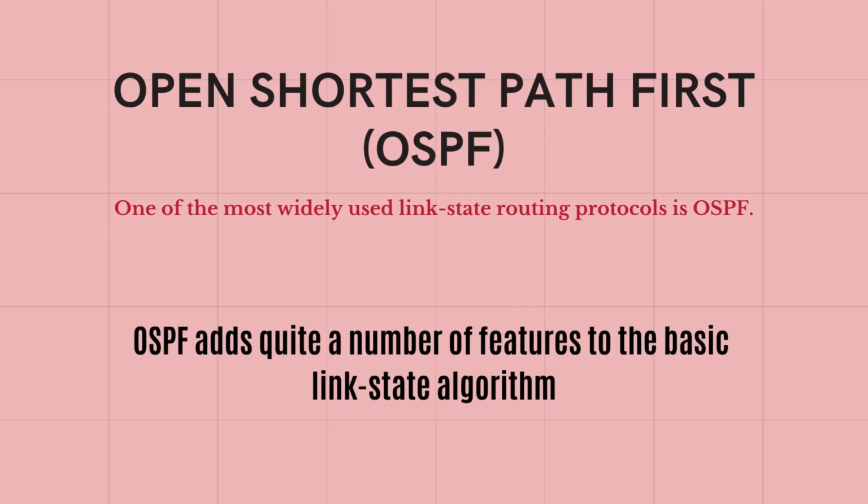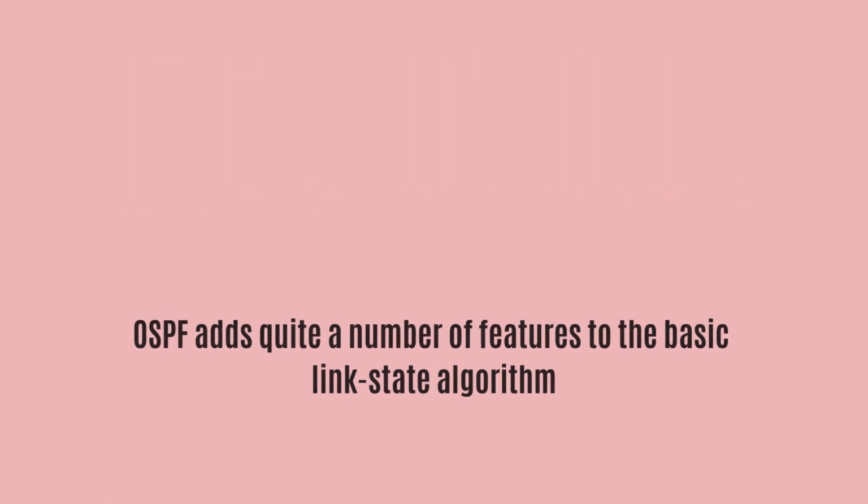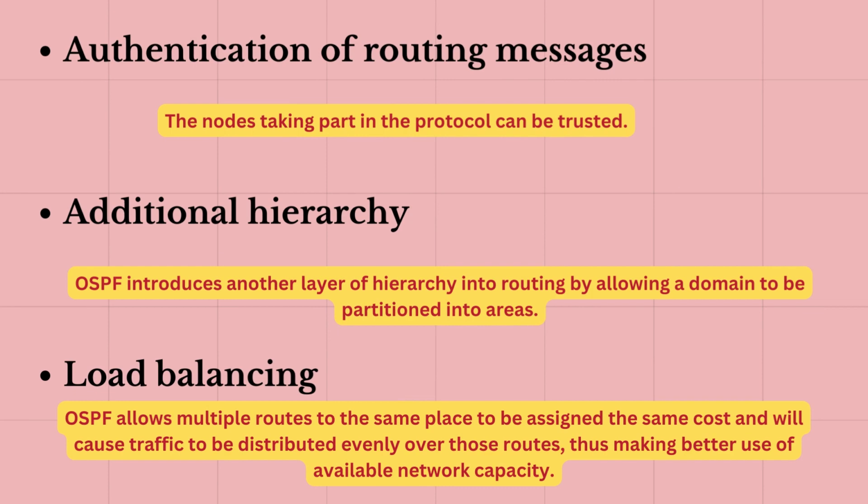Then Open Shortest Path First is the widely used link state routing protocol, which adds some features to the link state algorithm. It uses authentication of the routing messages so that bad information will not get propagated to all the routers in the network. And it also has an additional hierarchy where the internet is partitioned into domains called areas. So with this kind of structure, you can do the routing within these internet areas.